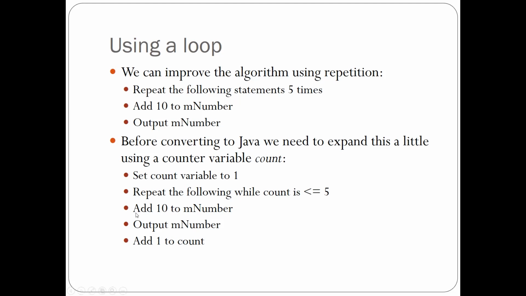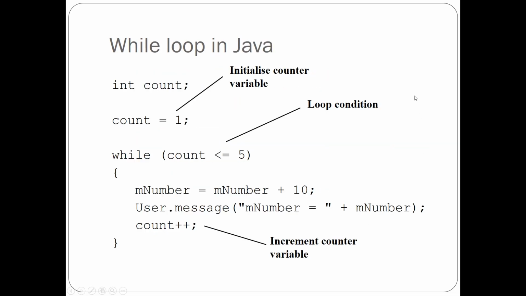Every time we go through the loop, we add 10 onto that number, and then eventually we want to output that number. And once we've done it the first time through, we add 1 onto count, and then we'll go back and repeat as long as the value of count is less than or equal to 5. So again, we add 10, output the number, add 1, so count will be equal to 2. Go round, 2 is still less than or equal to 5, add 10, output the number, add 1 onto count, count's equal to 3, and so on and so on and so on. This is a typical while loop structure in Java.